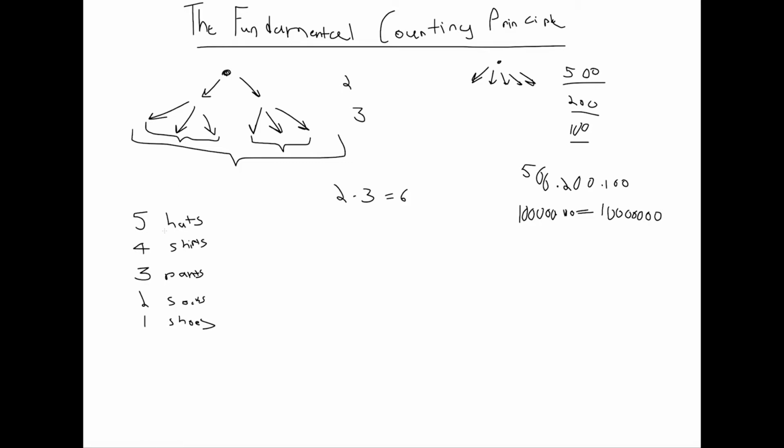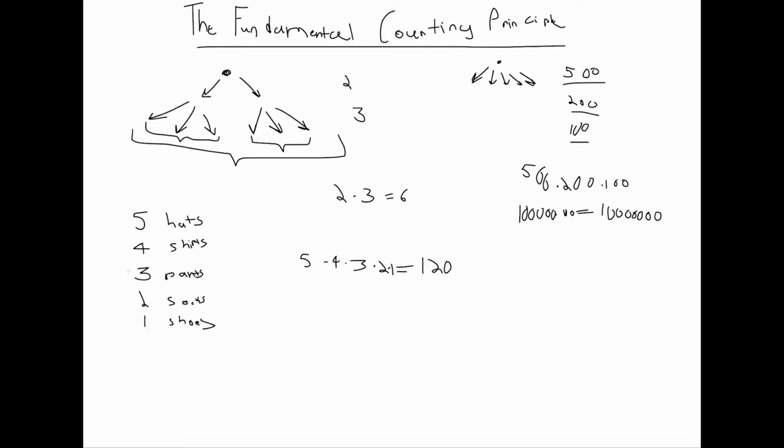So how would you find out how many different outfits you can have from that combination of hats, shirts, pants, socks, and shoes? Well, you would take 5, multiply it by 4, multiply that by 3, multiply that by 2, and multiply that by 1, and that would equal 20, 60, 120. So there are 120 different ways that you could get dressed in the morning on any given day.